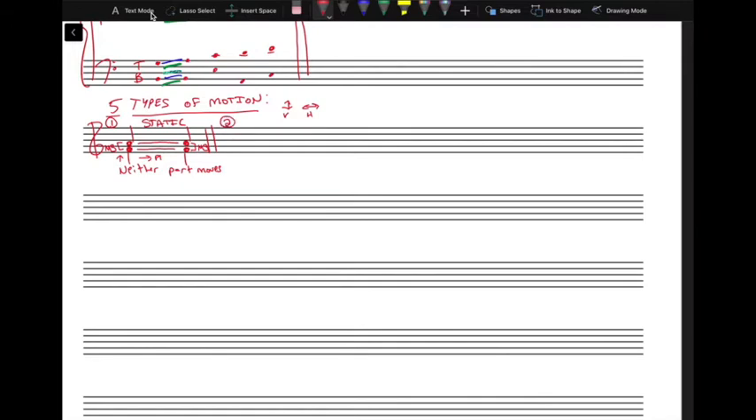Number 2 is called oblique. Oblique is when one voice stays the same and the other voice moves in a direction. So one voice stays the same, the other voice moves. Does it have to be the soprano moving? No, it doesn't. So oblique, one part moves.